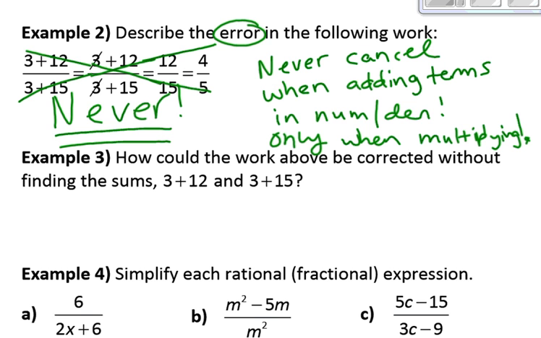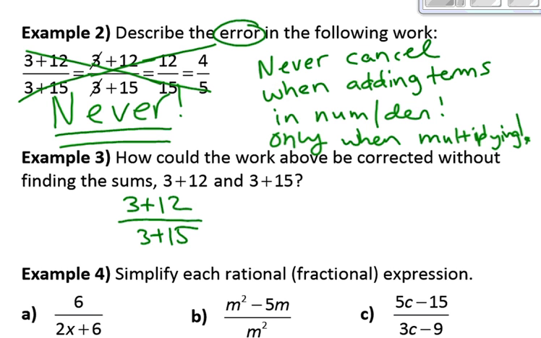Okay, so for example 3, it says, how could the work above be corrected without actually finding the sums 3 plus 12 and 3 plus 15? What they mean is, instead of just adding 3 plus 12 is 15, 3 plus 15 is 18, and dividing, how else can you do this? I want to show how you could actually do this in a little bit different way.